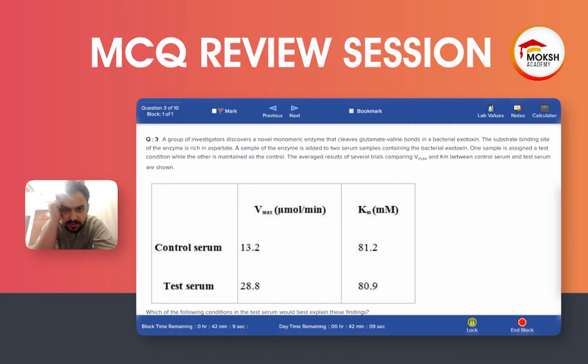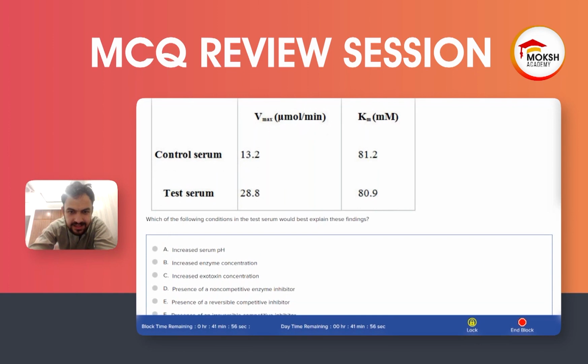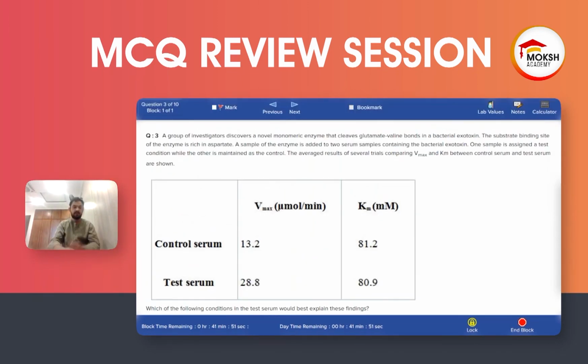Average results of several trials comparing Vmax and Km between control serum and test serum are shown here. Okay, what is the question? Which of the following conditions in the test serum would best explain these findings? Okay, let's do this question.